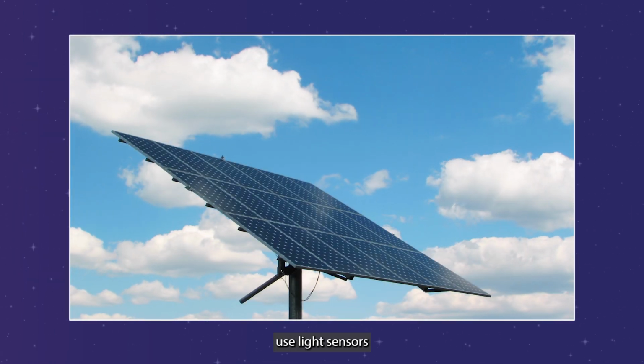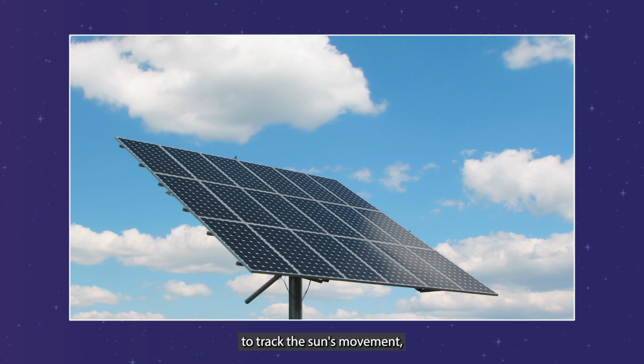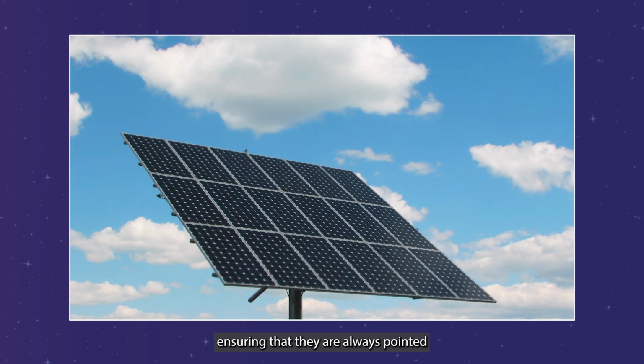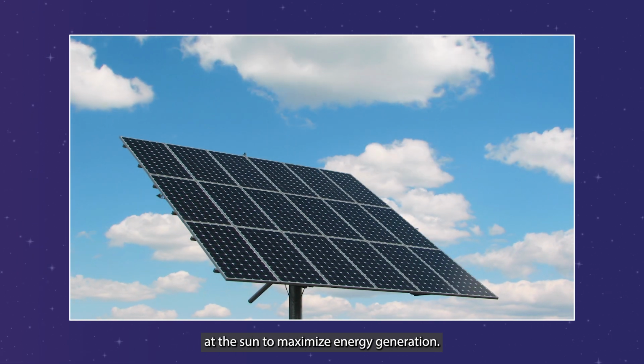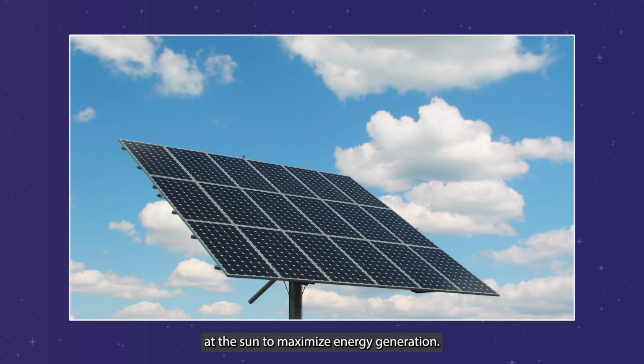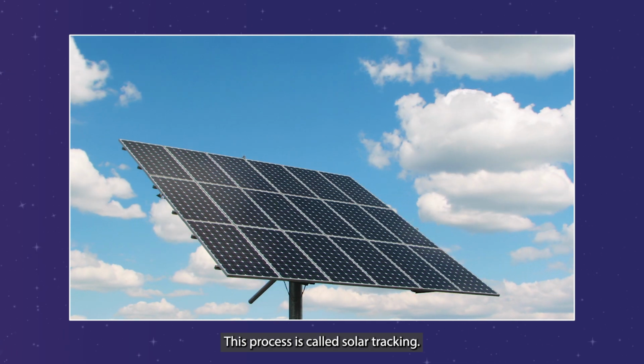Solar panels use light sensors to track the sun's movement, ensuring that they are always pointed at the sun to maximize energy generation. This process is called solar tracking.